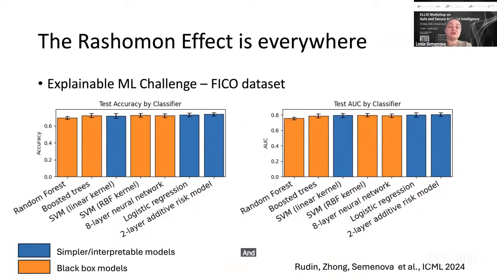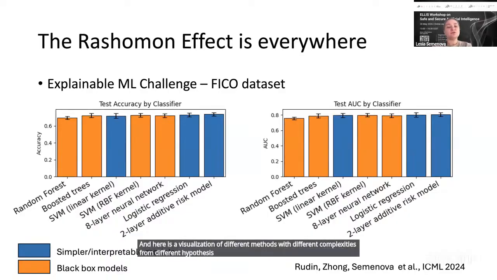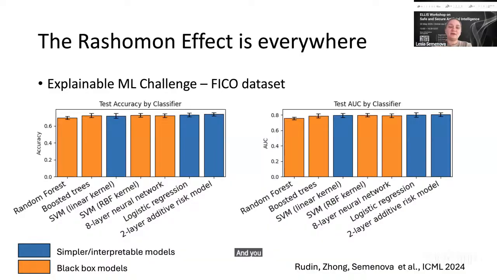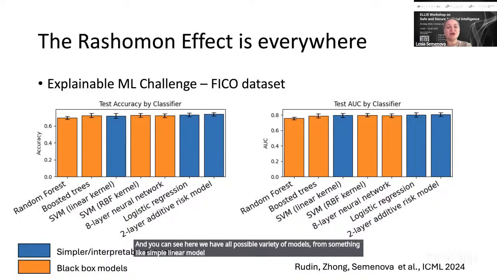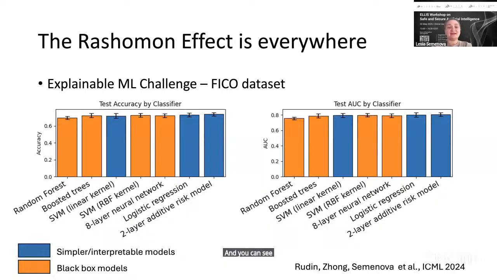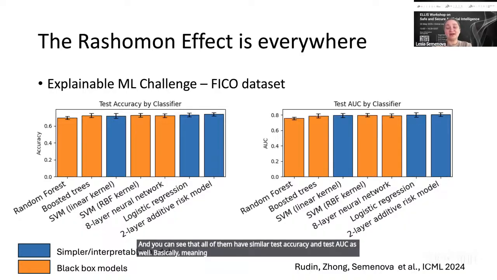And here is a visualization of different methods with different complexities from different hypothesis spaces in terms of test accuracy and test AUC performing on the same dataset. And you can see here we have all possible variety of models, from something like a simple linear model, like logistic regression, to more complex 8-layer neural networks, to some interpretable models such as 2-layer additive risk models. So they're all interpretable models, in blue, and black box in orange. And you can see that all of them have similar test accuracy and test AUC as well, basically meaning that performance is equal, and all of these models belong to the Rashomon set.